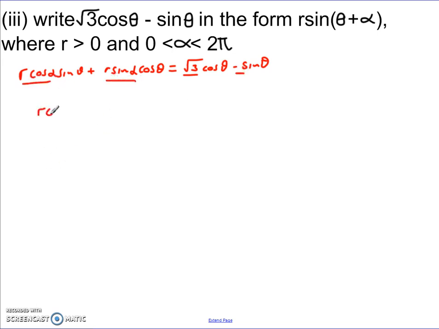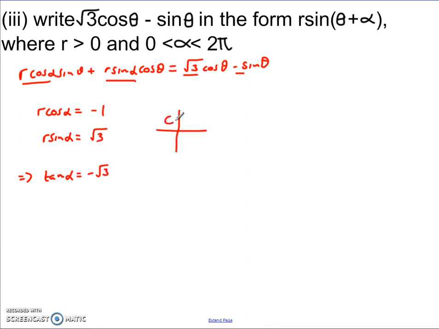And then it's equating the coefficients again. So we know just from reading this that our r cos alpha is equal to the coefficient of sine theta, which is negative 1, and our r sine alpha is equal to the coefficient of cos theta, which in this case is root 3. So we can then say, fine, so from that, I know that tan alpha is equal to negative root 3. It's root 3 over negative 1, which gives me negative root 3.